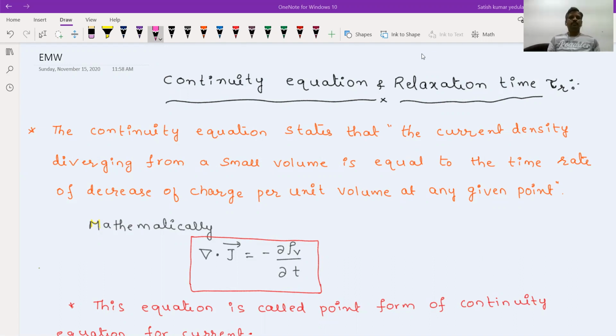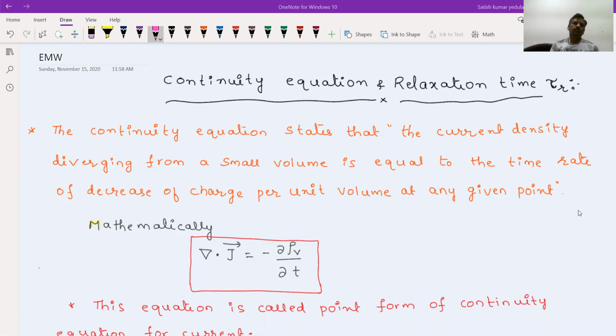In this lecture, I'm going to deliver the continuity equation of current and relaxation time. This is a very important question in electrostatics. Okay, let's see what is actually the continuity equation, what is the integral form of it and the point form of the continuity equation for current, and also the expression for the relaxation time.